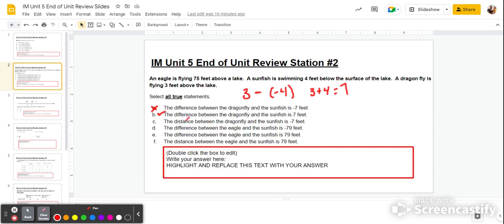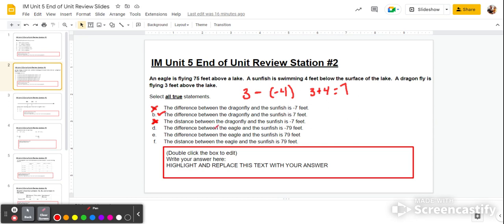The distance, remember, distance is always positive. So it's negative 7 feet? No, distance is always positive, so it can't be negative. It would have to be a positive 7 feet. So that one doesn't work either. The difference between the eagle and the sunfish. Sorry, I know I'm going fast here. I have a limited time to screen record here. You can always go back and pause and rewind this video if you need to.